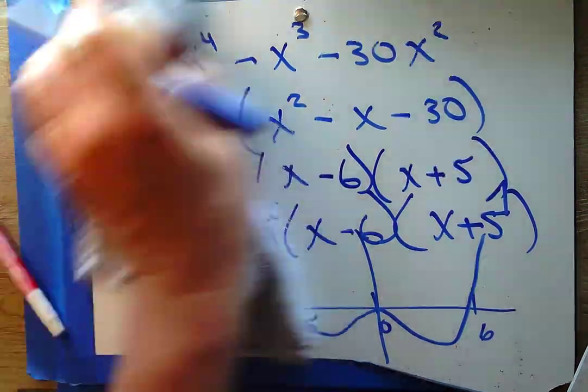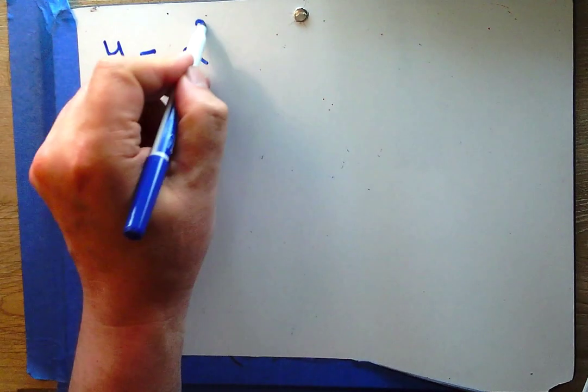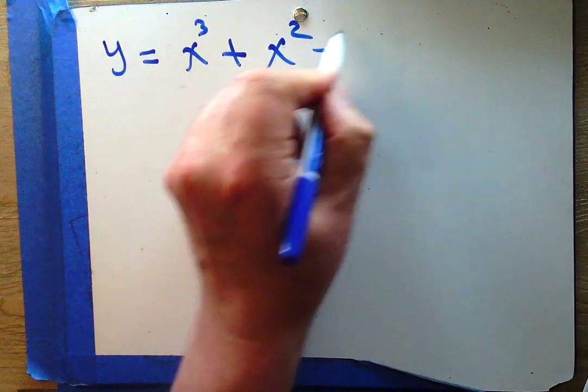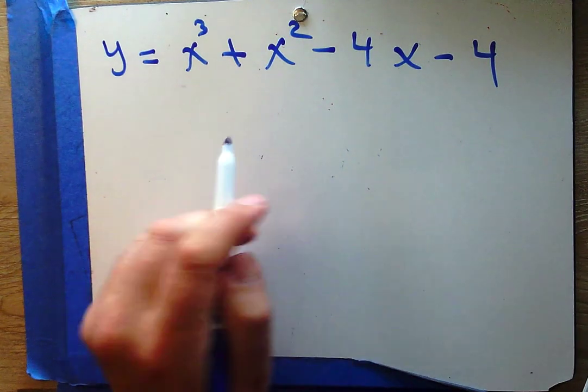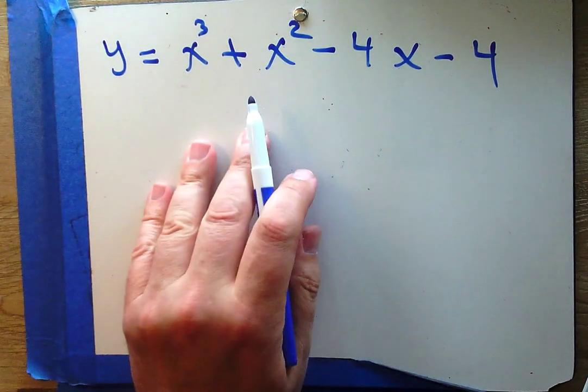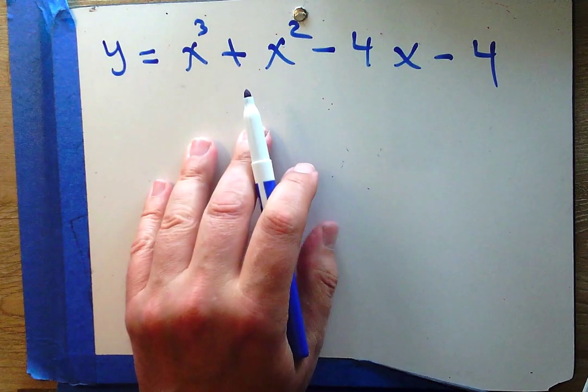So factoring is this really powerful thing. Why don't you show me the graph of this one? Y equals x to the third plus x squared minus 4x minus 4. Pause the video, get this in factored form, and then graph.